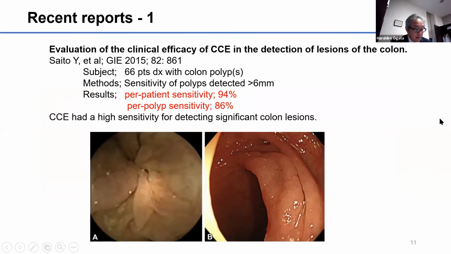For example, recent reports show that Dr. Saito evaluated polyp detection by colon capsule, and the per patient sensitivity was 94%, and per polyp sensitivity was 86%. Thus, they concluded that the colon capsule had a high sensitivity for detecting significant colon lesions.